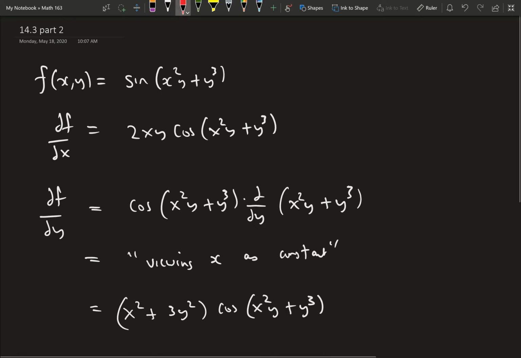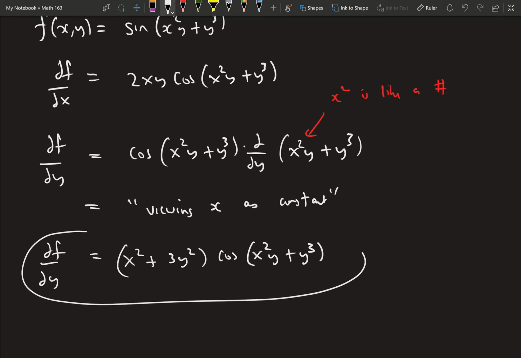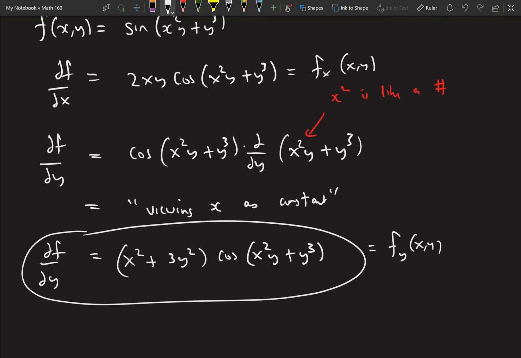So again, for this term, x squared is like a number. If you had 4y, the derivative of 4y would just be 4, and hence the derivative of x squared y is just x squared. So this is our final answer for the partial of f with respect to y. And this is also notated f sub y of (x,y), and the upper one is f sub x of (x,y). Those are another notation for the partial derivatives.